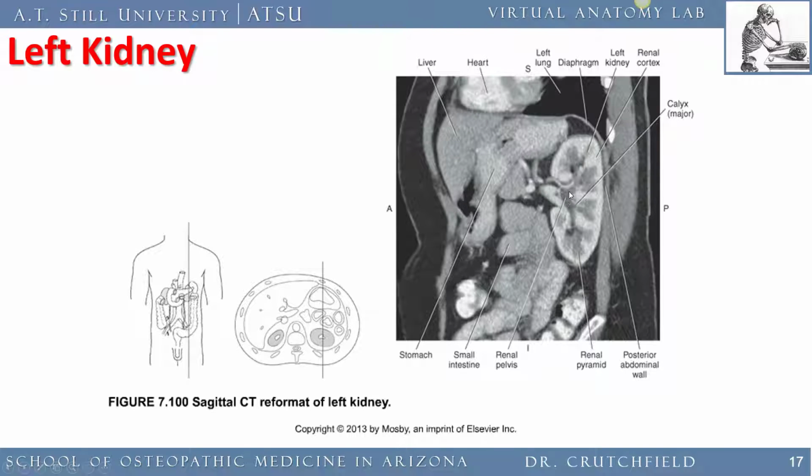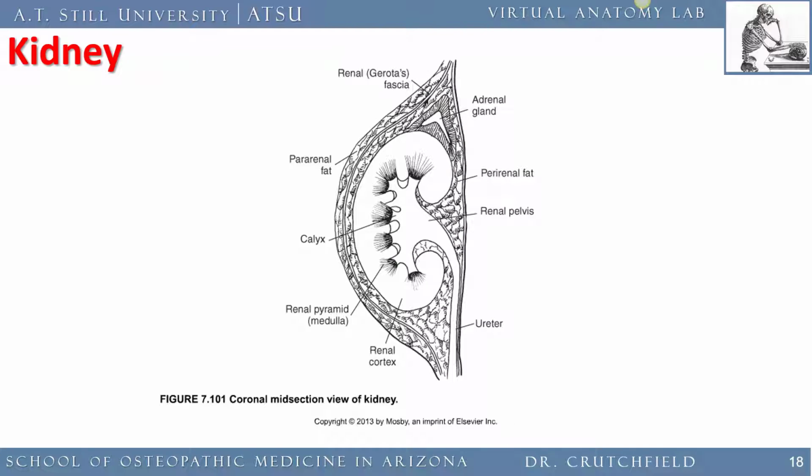So again, let's look at these. We got pelvis with major calyces. Here's the calyces. Pyramid is here. Pyramid there. Pyramid there. Cortex, and of course, all of this is called the medulla. So this image shows us a coronal midsection view of the kidney. So we have the adrenal gland, which is this triangular shaped structure that sits on top of the kidney, which makes sense. Adrenal. Ad means above, renal means kidney.